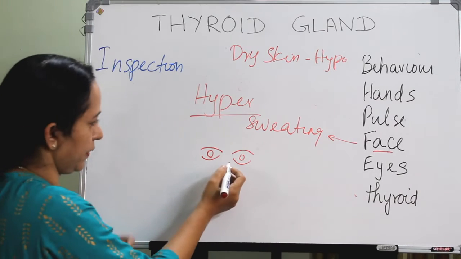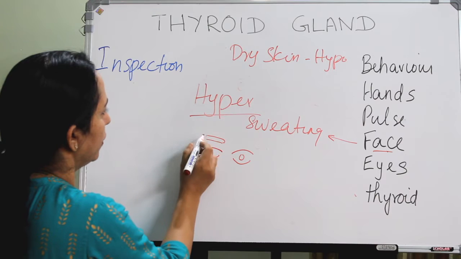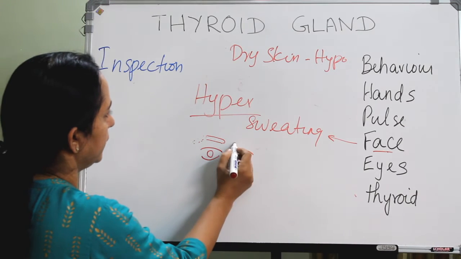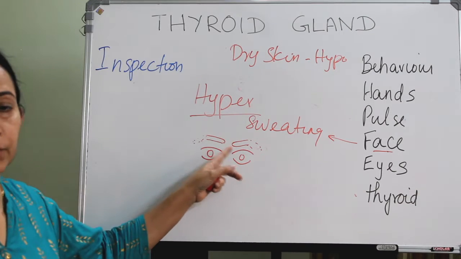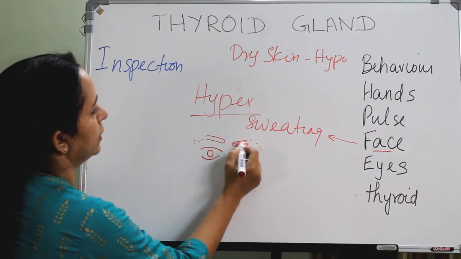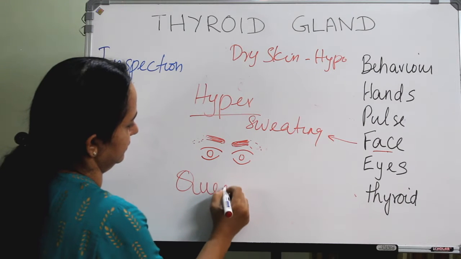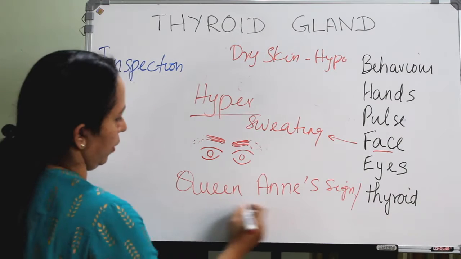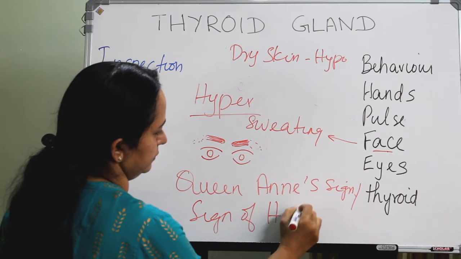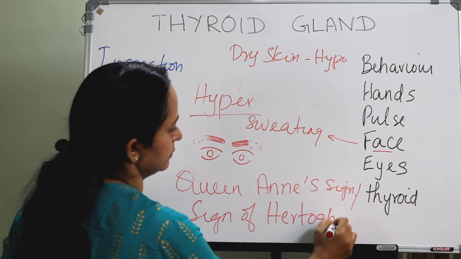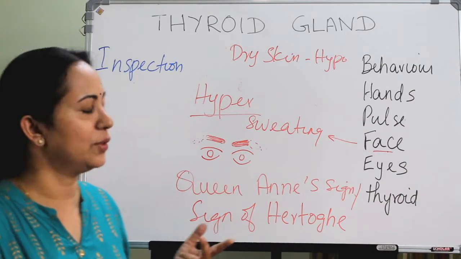I draw like this because of hypothyroidism, and the eyebrow, the outer 1/3 will be absent. Outer 1/3 of the eyebrow will be absent. Okay, and that is called Queen Anne sign, or sign of Hertoghe. I don't know whether Queen Anne had hypothyroidism or not, that you have to verify.